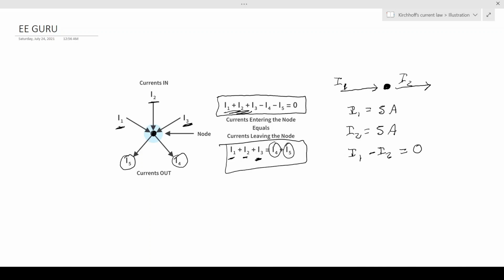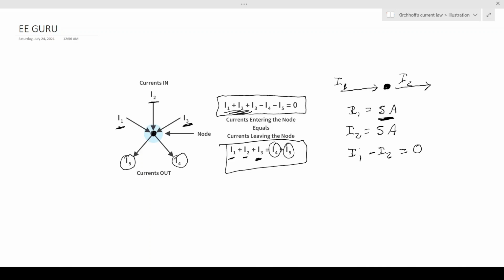And the important thing you should note about Kirchhoff's current law is that it allows us to predict mathematically the current that is flowing out of the node given the current that is flowing into the node. So previously what we did right here, we said the current that was flowing into the node was 5 amps. So we were able to predict I2 because we know that the current that is flowing into the node is equal to the current that is flowing out of the node. So if I1 is equal to 5 amps, I2 must also equal 5 amps.